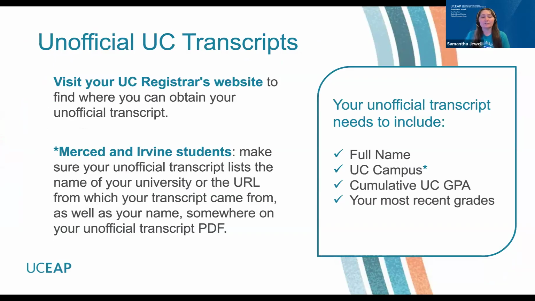And a quick note for UC Irvine and UC Merced students. Sometimes the Irvine and Merced registrars don't include your UC campus name on your unofficial transcript. Make sure that when you save the transcript to a PDF format, the name of your school or the URL in which the PDF is coming from and your name are visible somewhere on the transcript so we know it's yours and it comes from a UC campus. For Irvine students, you can view your transcript in Student Access and click on the printer-friendly view to print your transcript to PDF with your name on it.